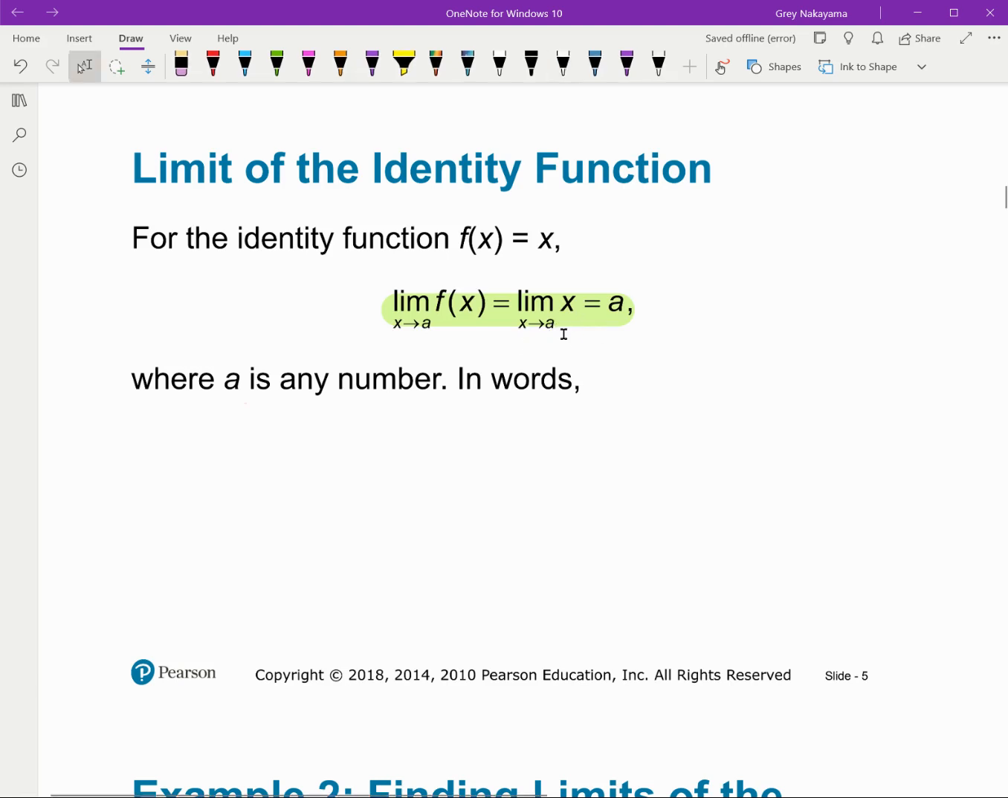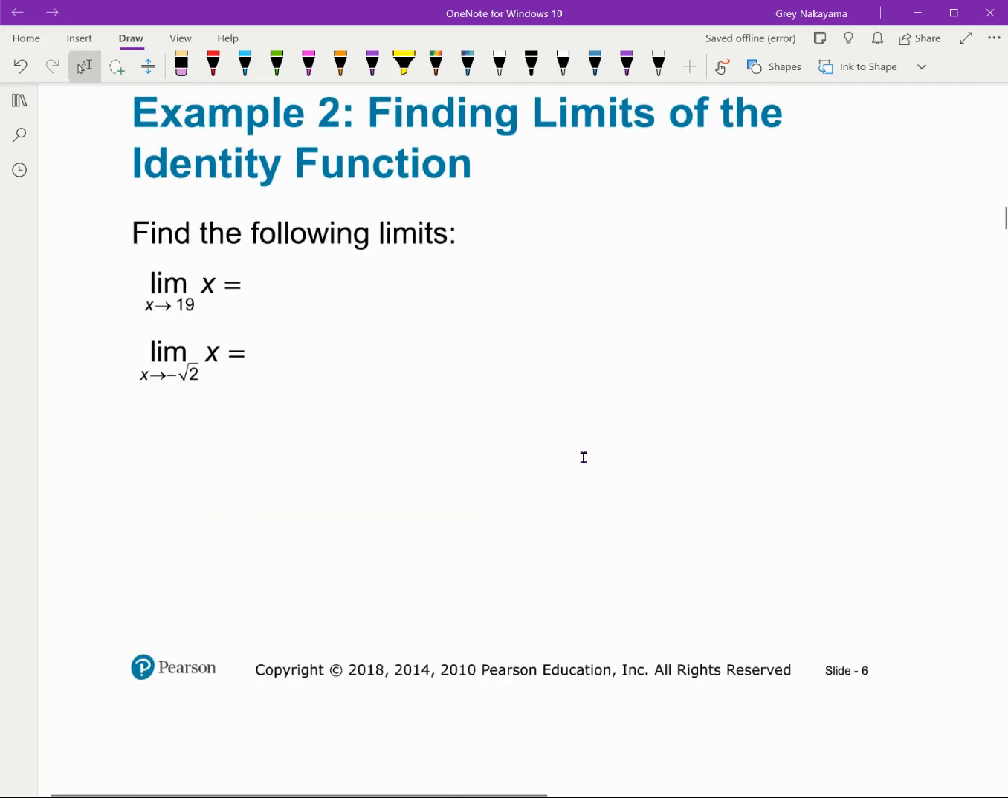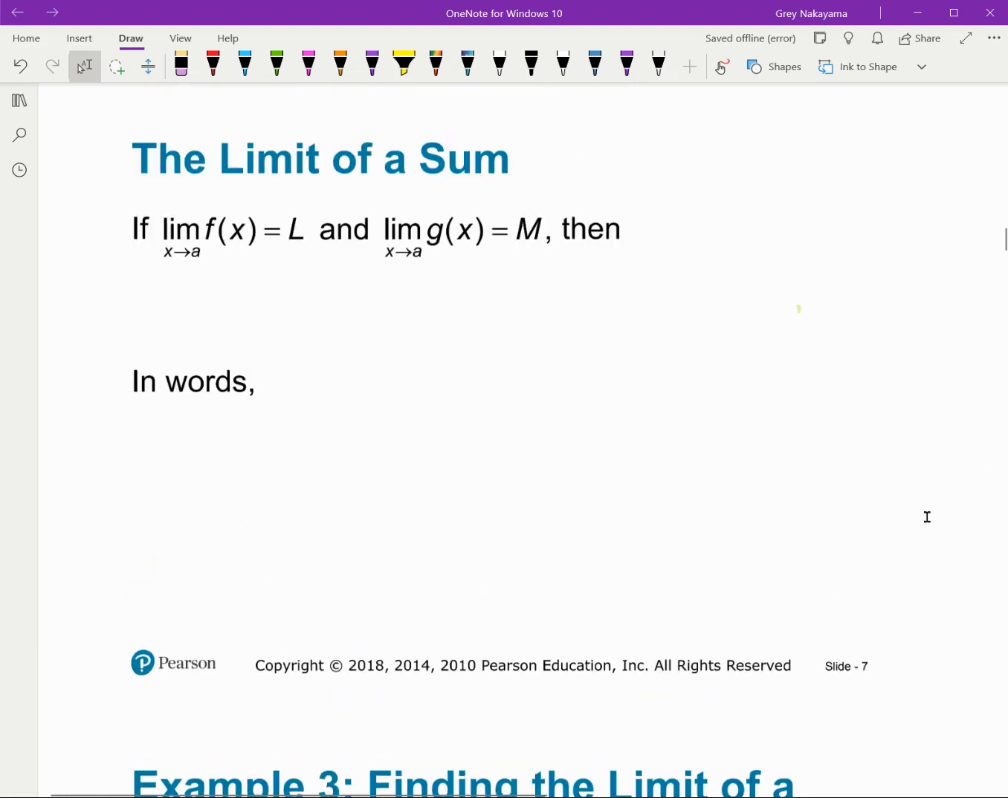So if I plug in a for x, I'm going to get a. In words, the limit of x as x approaches any number is that number. So again, central theme, plug in for x. So the limit of x as x approaches 19 is 19. The limit of x as x approaches the negative square root of 2 is the negative square root of 2. Again, that's simple.